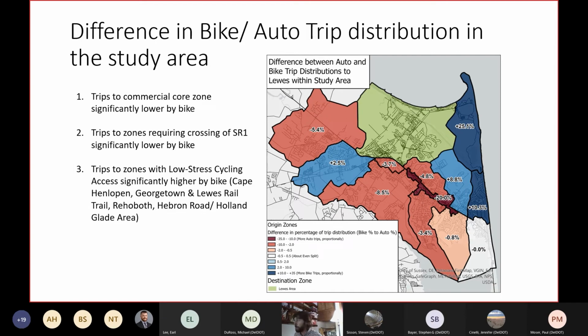Depending on what kind of trip you're taking, if you're going to the outlets and buying supposedly discounted goods, you're probably not going to fill your cargo bike up and ride back to Lewes. A few people might, I doubt very many. Most of the places that had a higher proportion of cycling trips came from the Cape Henlopen area, Rehoboth, the area off Hebron Road, and where the Georgetown to Lewes path goes. In a way, this is pretty intuitive. It speaks that a lot of these cycling trips are probably driven by recreation, but also possibly driven by accessibility by bike. That's a question we're hoping to get to in the next couple of days. But for right now, this is just something to think about.